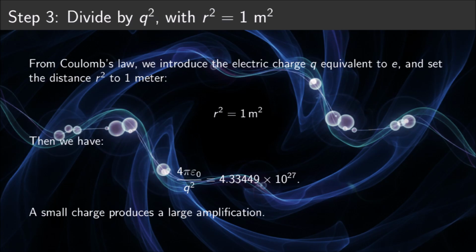Step 3. Divide by q squared, with r squared equals 1 meter squared. From Coulomb's law, we introduce the electric charge q, equivalent to e, and set the distance r squared to 1 meter squared. Then we have 4 pi epsilon naught divided by q squared equals approximately 4.33449 times 10 to the 27. A small charge produces a large amplification.